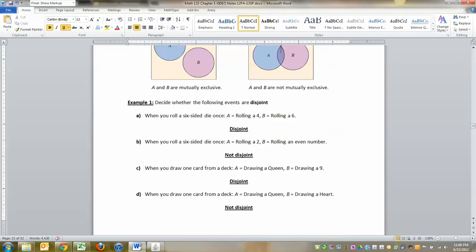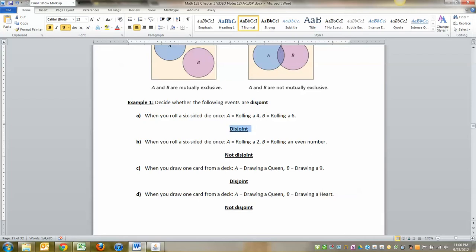All right, so our job is to determine whether the following events are disjoint or not disjoint. So you roll a six-sided die, rolling a 4 or rolling a 6. Well, obviously those are disjoint. You can't roll a die and have it turn up both 4 and 6 at the same time. It's either going to be a 4 or it's going to be a 6.